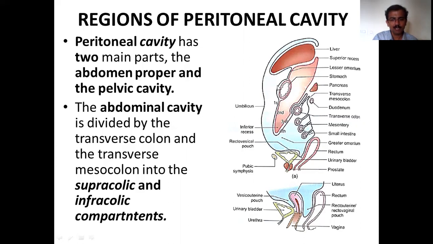Further, this abdominal cavity is divided into supracolic and infracolic compartment. As the name suggests, supra means above. Above what? Colon. Here we refer to the transverse colon. Here you can see this is the transverse colon. So above this transverse colon, this portion is the supracolic compartment, and below the transverse colon, this is the infracolic compartment. So we'll divide the abdominal cavity into supracolic compartment and infracolic compartment with relation to the transverse colon and mesocolon.